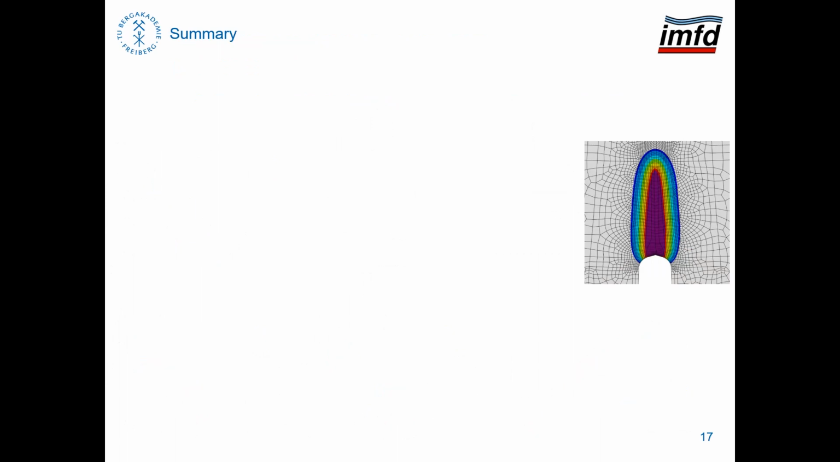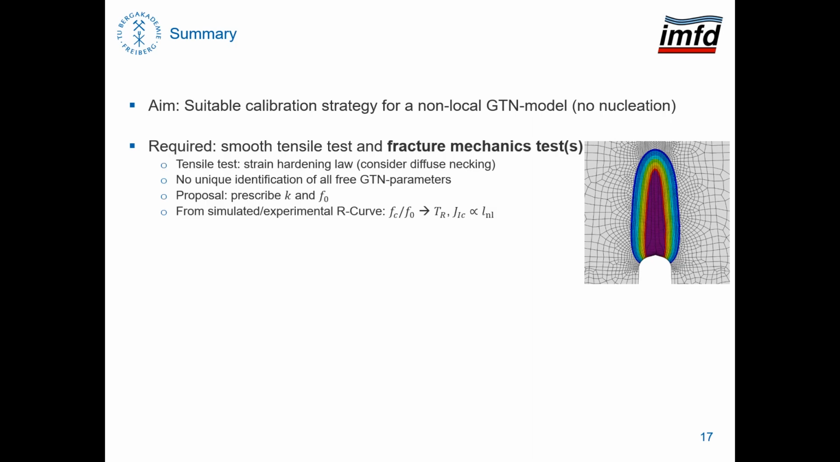Let me sum up the presentation. We started with the aim to suggest a feasible calibration strategy for a non-local, purely void growth-based GTN model. As database, a set of two tests is incorporated, a smooth tensile test and a fracture mechanics test that provides the crack growth resistance curve for the considered material. These are experiments which are typically accessible also for practical working engineers.